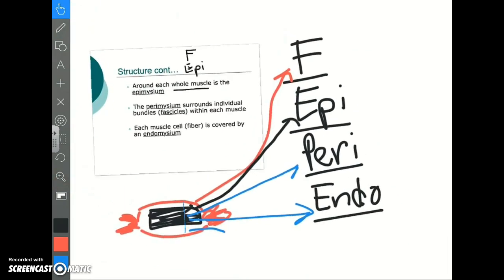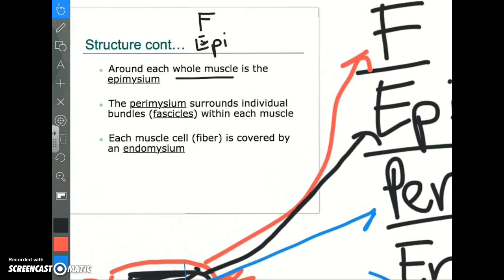Okay, so if we take a look at what their job is, the epi surrounds a whole muscle, the peri surrounds a thing called a fascicle or a muscle bundle, and working it down even further, the endomysium is going to cover each of the individual muscle fibers, not the bundles of fibers.